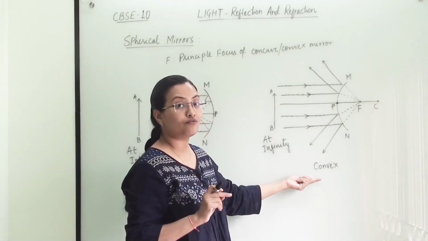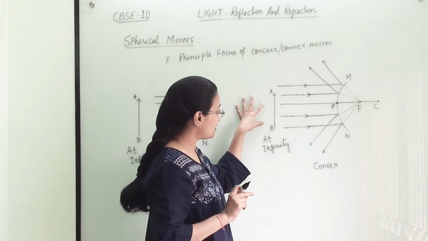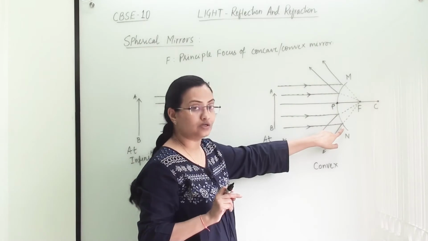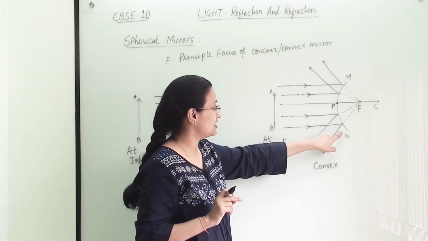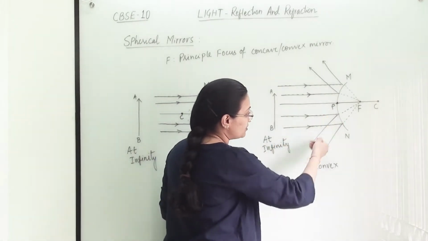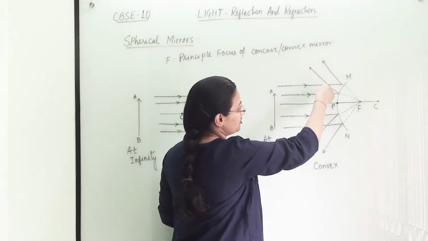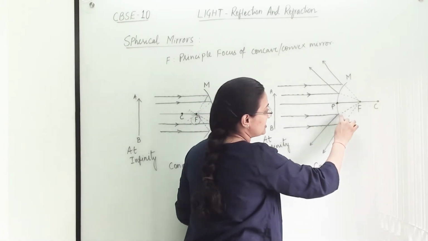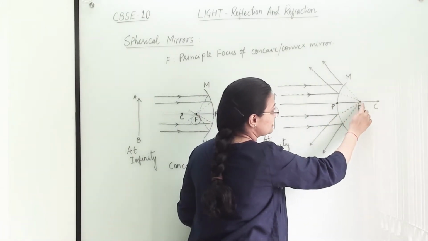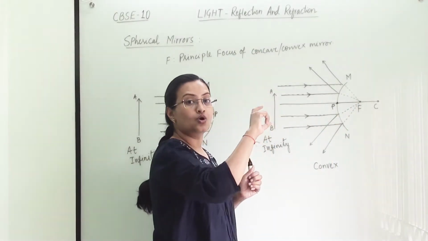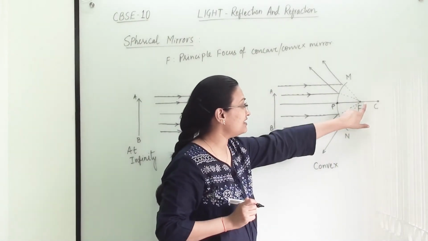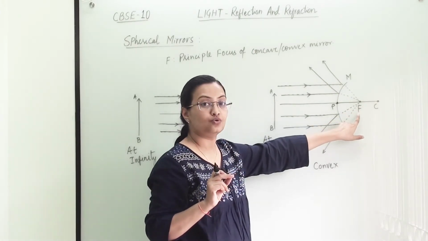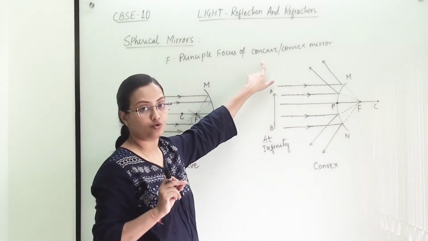Similarly, in the case of a convex mirror, when we place the object at infinity and all the parallel rays fall on the convex mirror's reflecting surface, those rays will diverge in another direction. But when we extend these rays, they will go behind the mirror and intersect at one particular point. That point is known as the principal focus of the convex mirror.